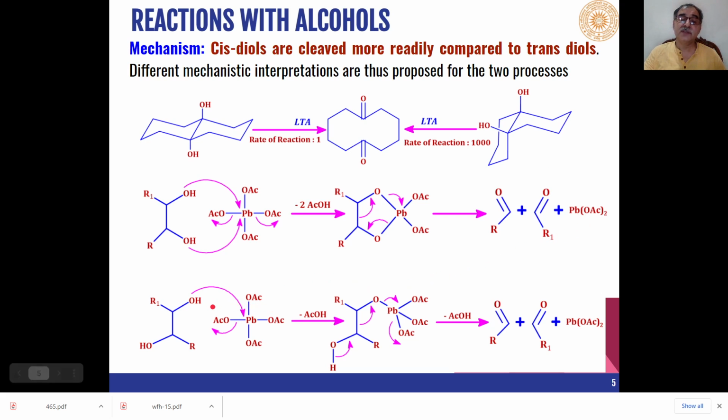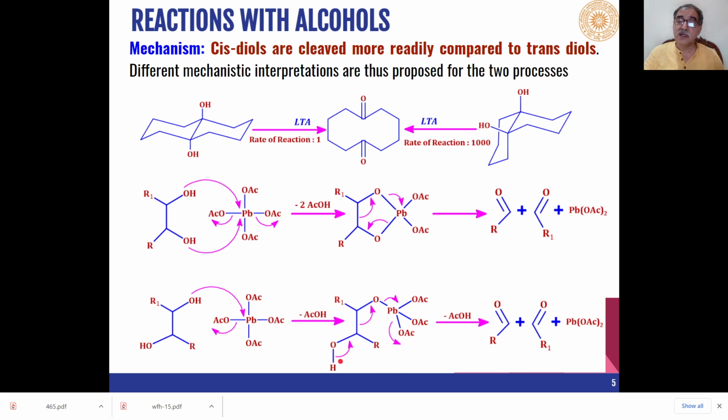In the second mechanism, only one hydroxyl group reacts. Here the hydroxyl groups are trans, whereas there both the groups were cis, so that is why there was an easy formation of the symmetrical cyclic intermediate. Whereas when the hydroxyl groups are trans, then only one of the hydroxyl groups will react with lead tetraacetate, with the removal of one acetic acid molecule, to give us this type of intermediate.